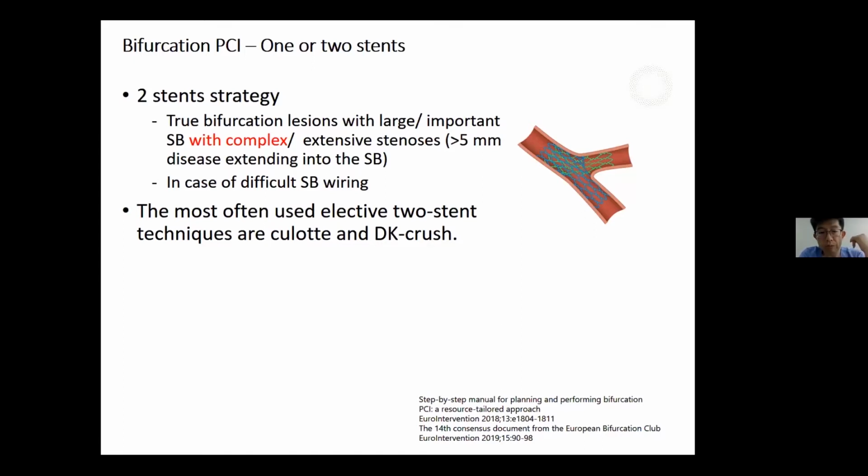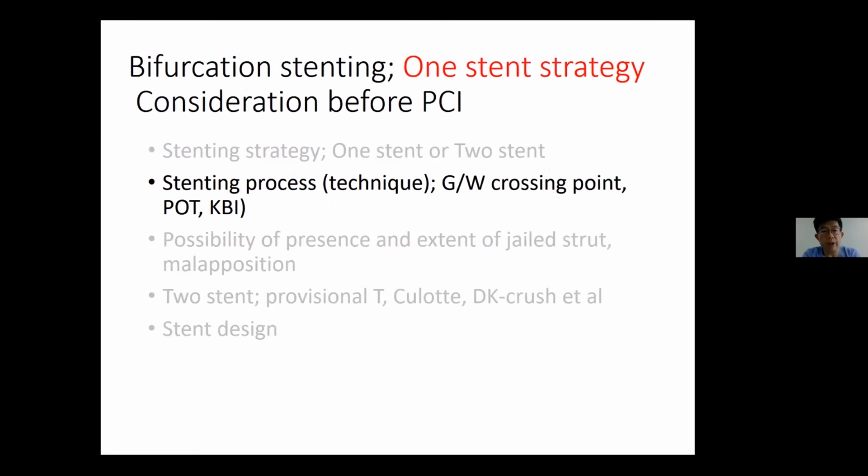The most often used elective two-stent techniques are Culotte stenting and DK crush stenting. Later, I will explain. So the next theme is stenting process technique. This is very important: guidewire recrossing point, the POT technique, and KBI.